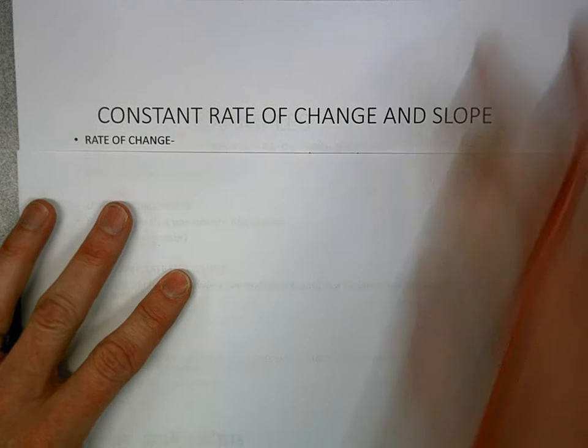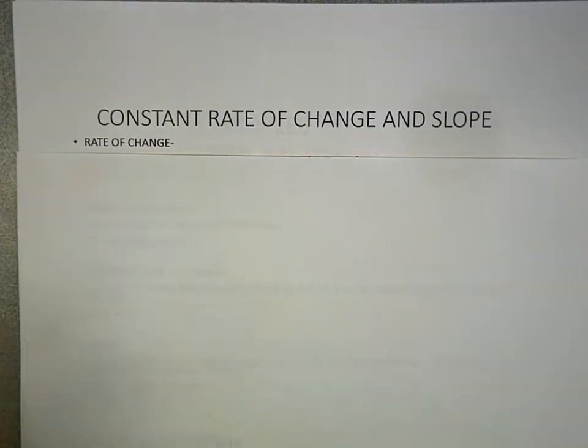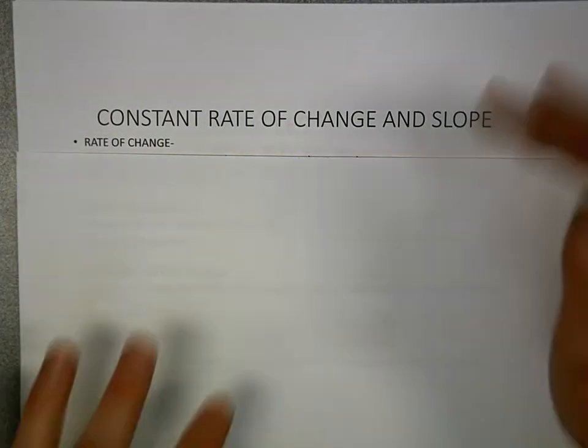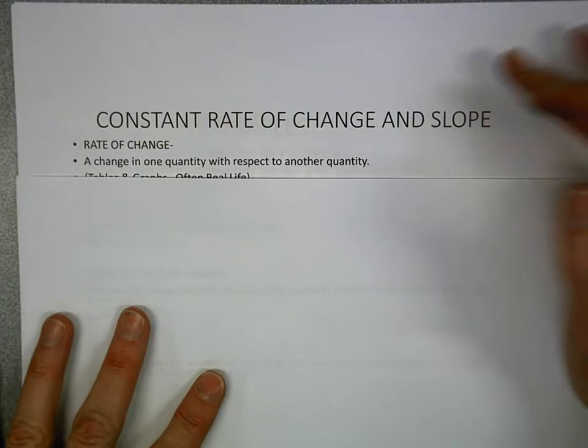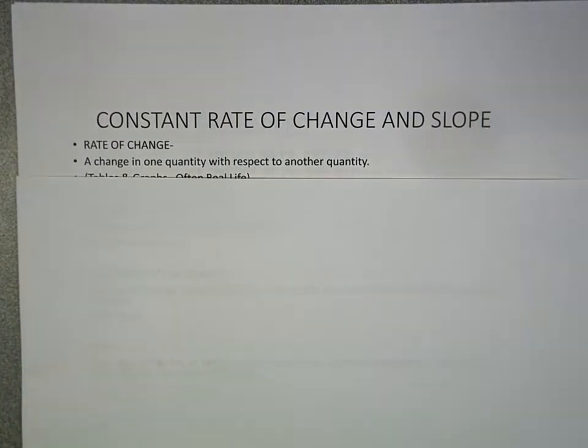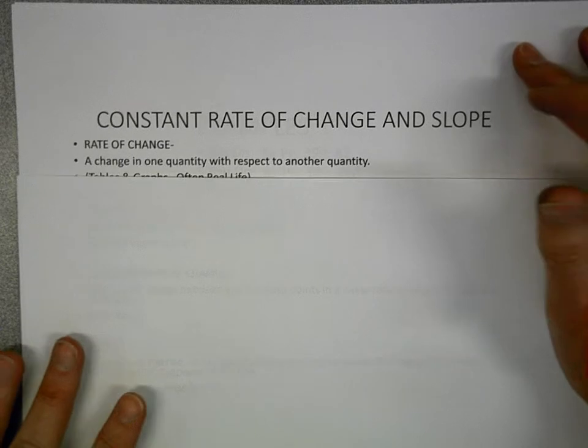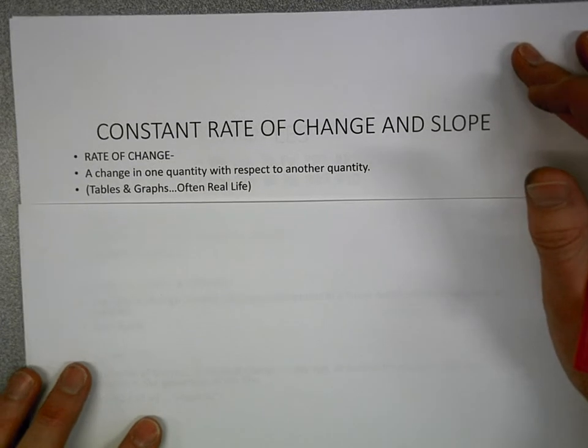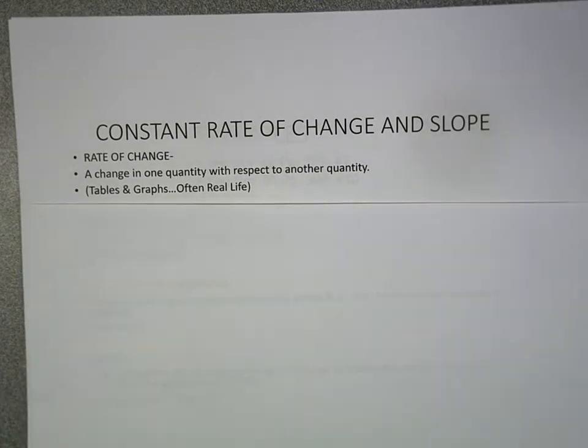Here's our very first phrase. It's rate of change. Everyone? Rate of change. So here's what rate of change is. It's a change in one quantity with respect to another quantity. This will make more sense, of course, when we actually do our problems and look at them. You're going to see these on tables and graphs. A lot of times, though, it will be related to real life situations.